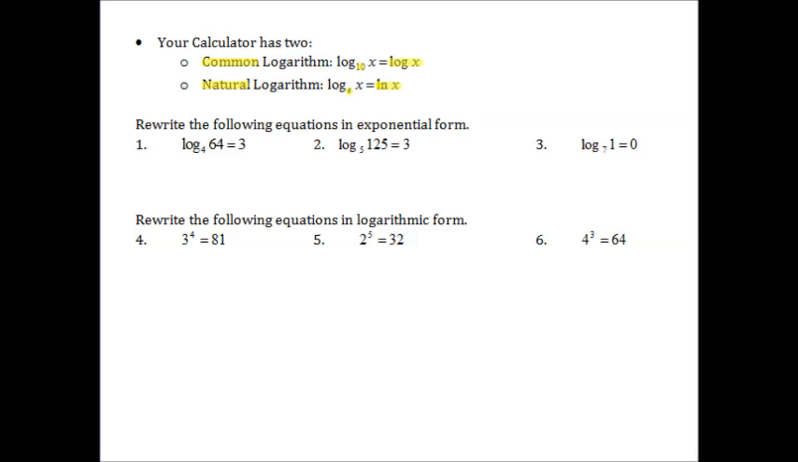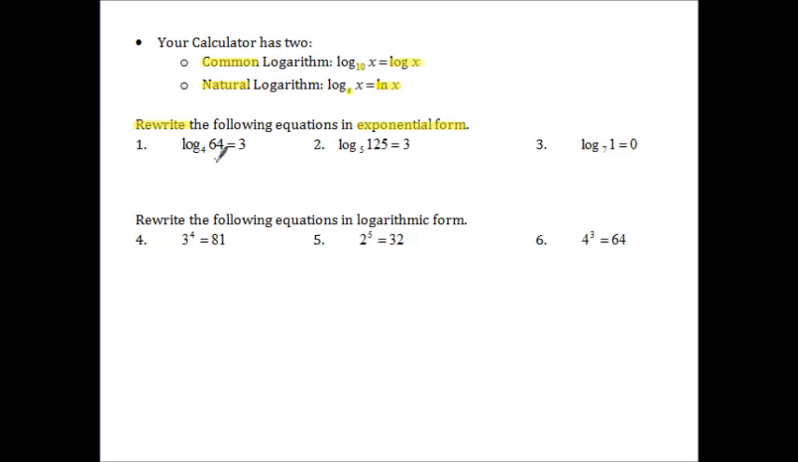We will work with the calculator later, but first of all, we can do a whole bunch of things with logarithms without even using the calculator. And the first thing we're going to do is rewrite equations in exponential form.